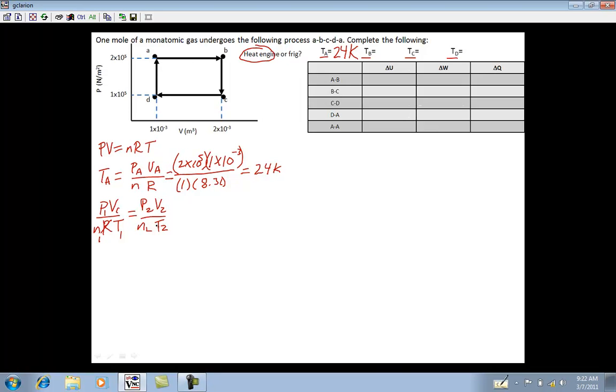Oh, you know what? These should be A's, right? That should be A, and these should be B's. You don't have to change these if you don't want to. Okay. What cancels out?